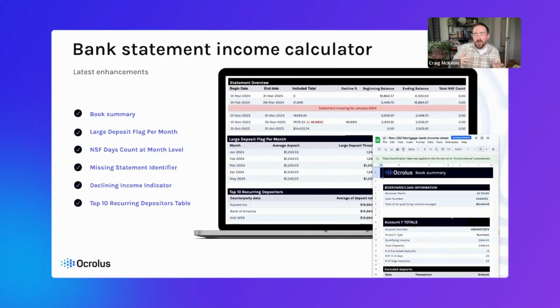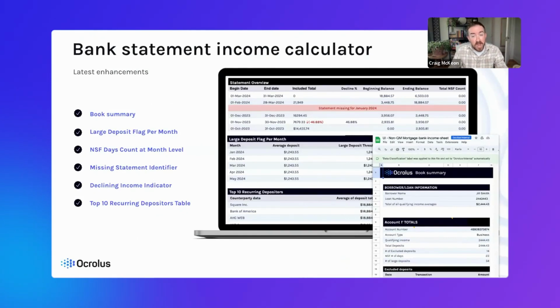So here's a preview of our newest version, the bank statement income calculator in a great marketing format. I want to highlight some of the big improvements. Then Becca's going to do a deep dive into the calculator itself with a demo, and we'll answer your questions along the way. The biggest enhancement you'll notice is the new look and feel of the calculator. We've retained the Microsoft Excel and Google Sheets formatting for usability.